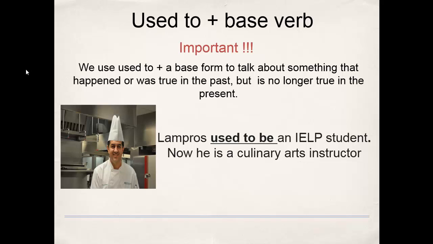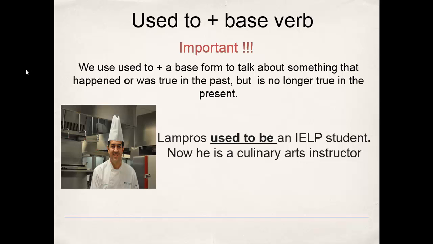Now, used to is very different actually than be used to. So we have the form used to plus a base verb. We use used to plus a base form to talk about something that happened or was true in the past but is no longer true in the present. So for example, Lampros used to be an IELP student. Now he is a culinary arts instructor.